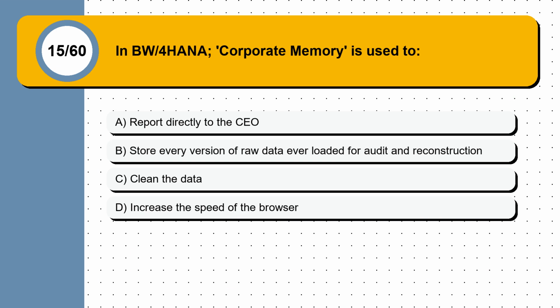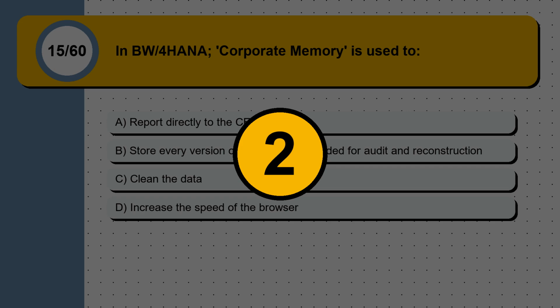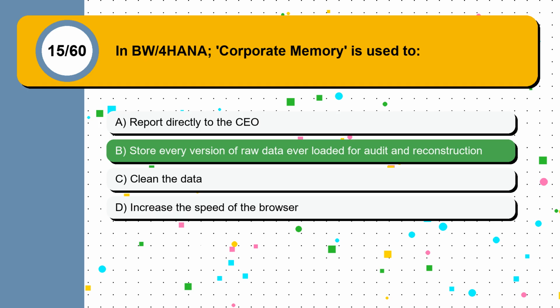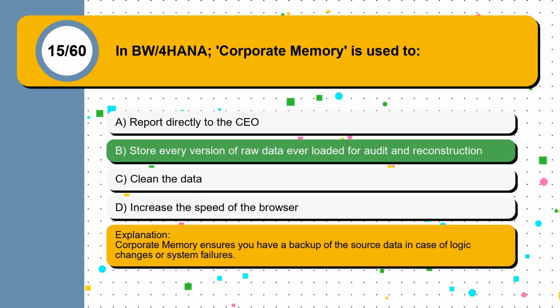Question 15. In BW/4HANA, corporate memory is used to: Option A, report directly to the CEO. Option B, store every version of raw data ever loaded for audit and reconstruction. Option C, clean the data. Option D, increase the speed of the browser. The correct answer is option B, store every version of raw data ever loaded for audit and reconstruction. Corporate memory ensures you have a backup of the source data in case of logic changes or system failures.